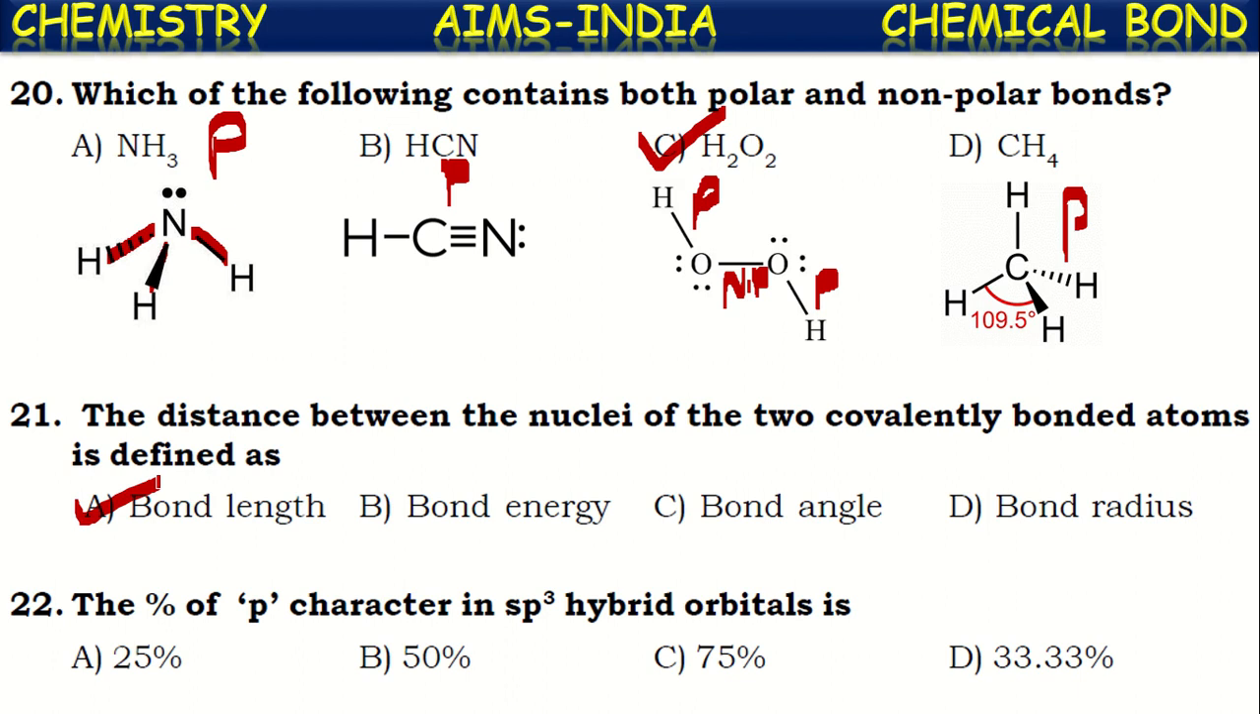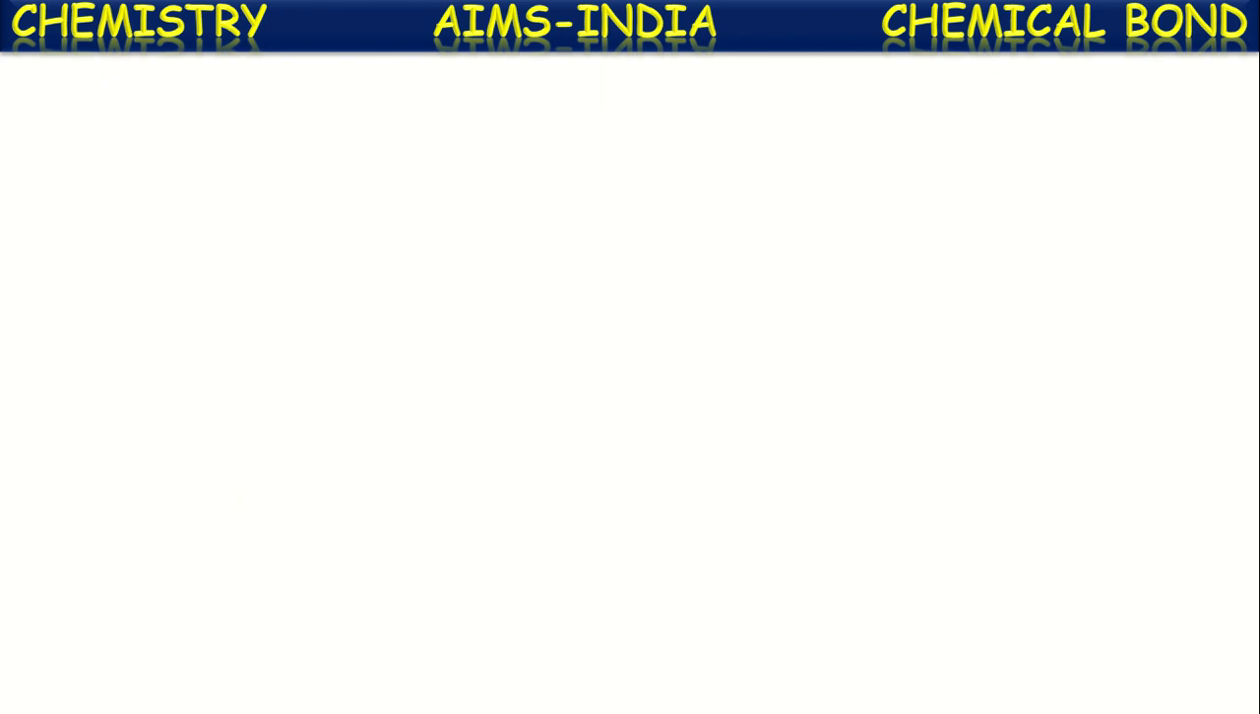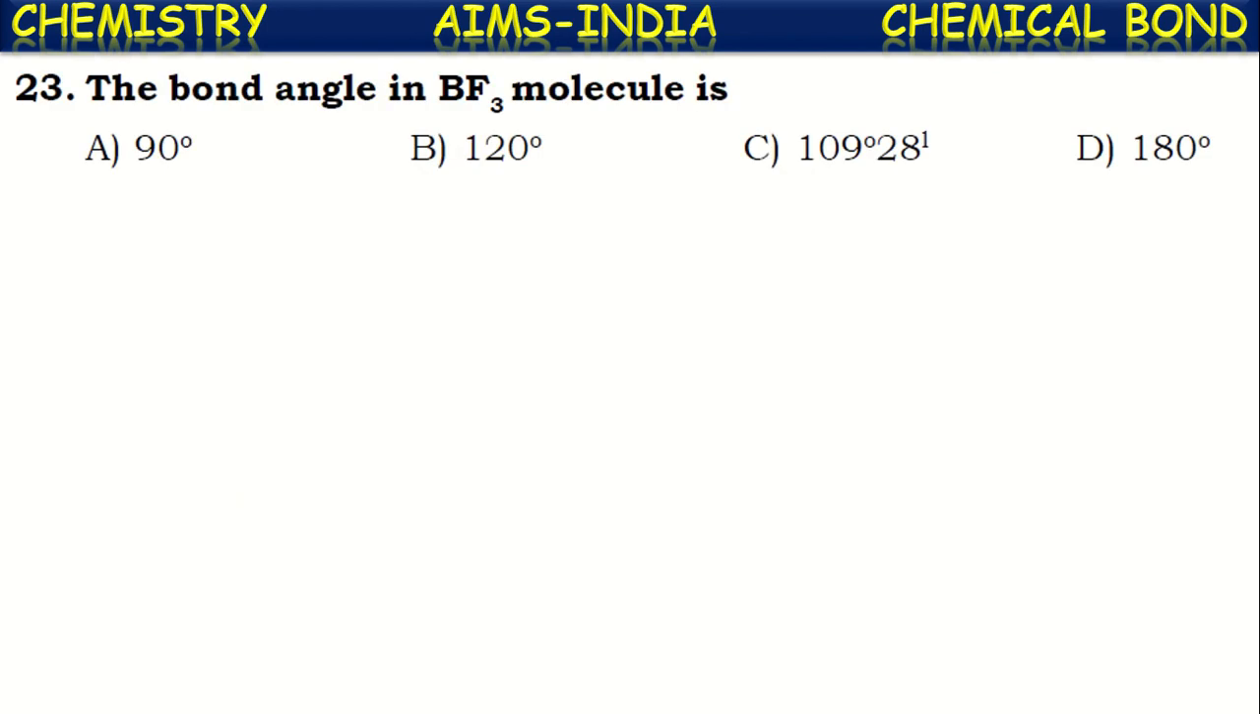The percentage of p character in sp3 hybridized orbitals. See, sp3 means it is formed by the combination or intermixing of one s orbital and three p orbitals. So out of 4, 3 are p orbitals, 1 is an s orbital. So out of 4, 3 are p. Then how can we say the percentage? 75%. 3/4. Okay? 75%.